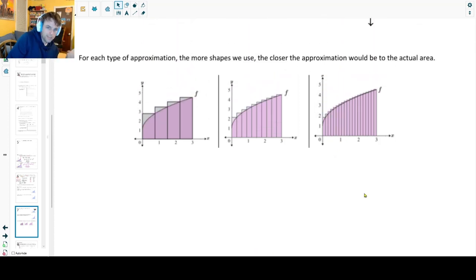Anyway, that's just some basic information about Riemann sums and how they work.